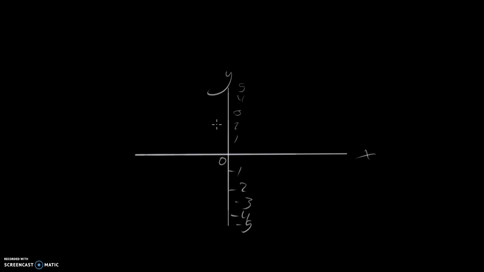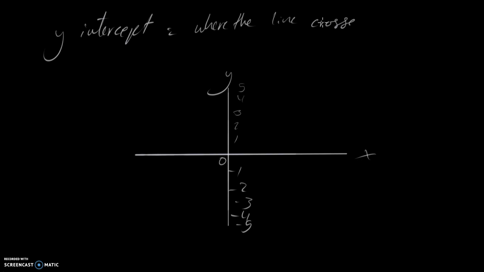So what the y-intercept is, let me write its definition here so you can make a note of it. Y-intercept equals where the line crosses the y-axis. The y-axis is this vertical line, by the way.